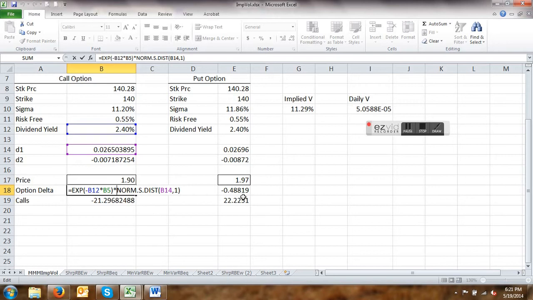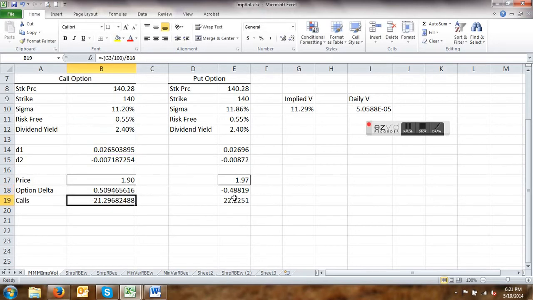Alright, so I calculate my delta of the put and the call, and the interpretation here says that if the stock price moves up by $1, the call will go up by 51 cents. Equivalently, if the stock price moves down by $1, the call will drop by 50 cents. We're hedging out at a $1 drop in the stock price. So how many options do we need to cover that? And the answer is pretty straightforward.